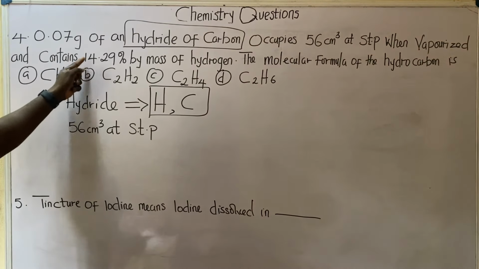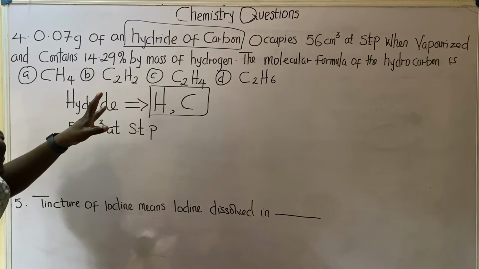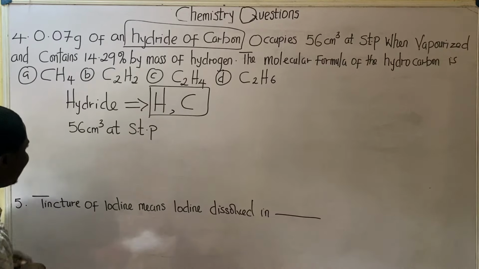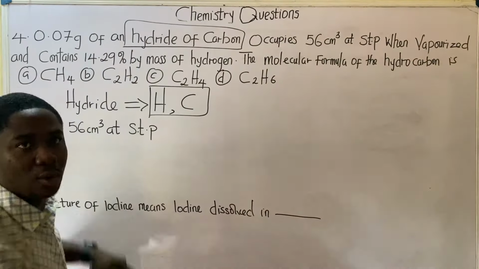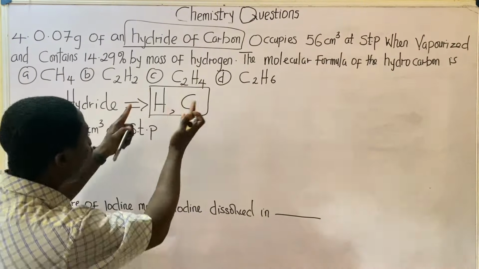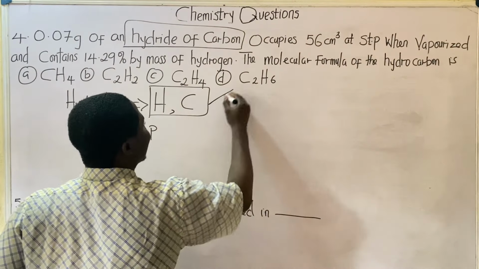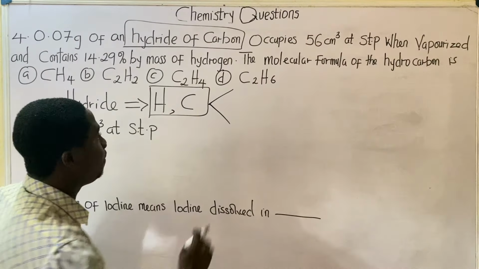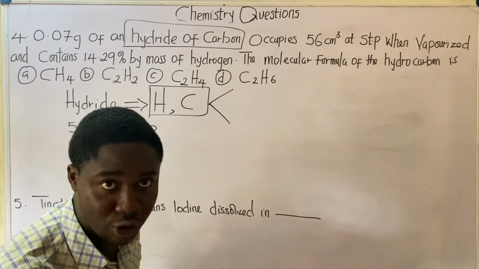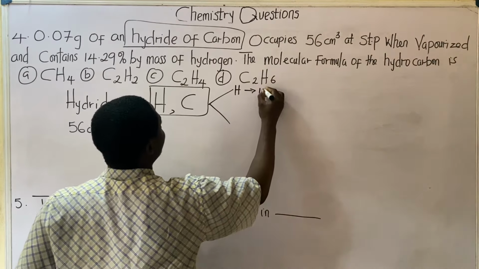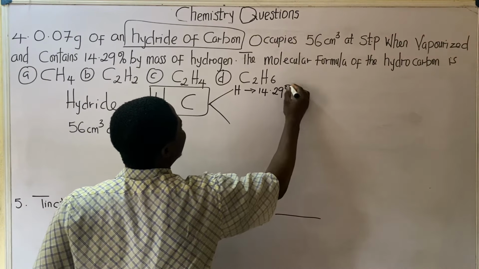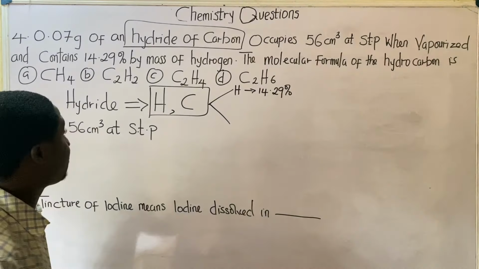And then it contains 14.29% biomass of hydrogen. Meaning that they gave us the percentage of hydrogen in the compound, because we have two elements here, hydrogen and carbon. Are you following me now? You know, percentage is over what? 100. So definitely for hydrogen, they gave us 14.29%. What was the percentage of carbon?